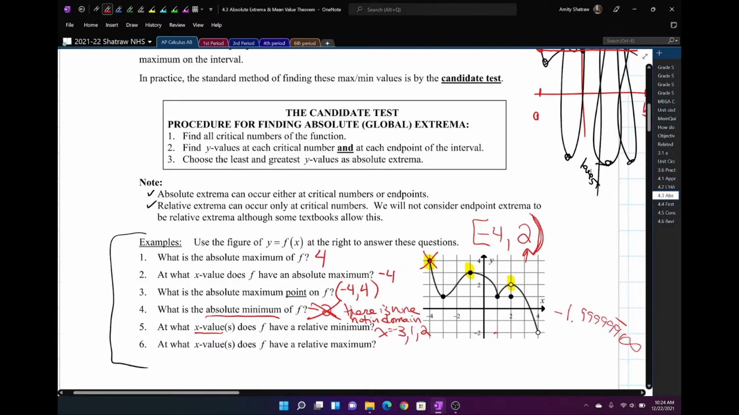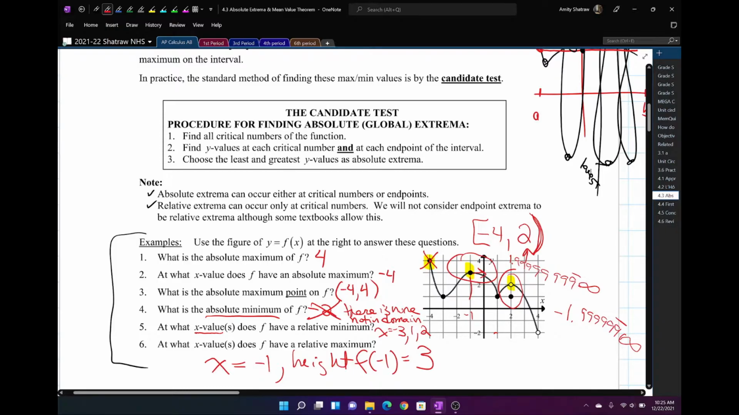Right here, it doesn't actually reach a height of 2. It reaches a height of 1.9999, going on forever. So that means that it doesn't actually reach that height. But right there, that's definitely a relative max. And I'm going to say the y value is 3. The x value, let's see, is -1. So x equals -1, and the height, which is f of -1, will be 3 there.